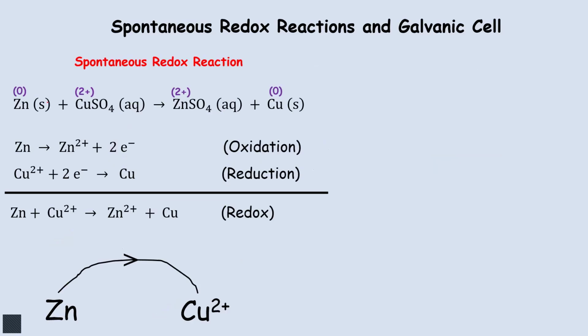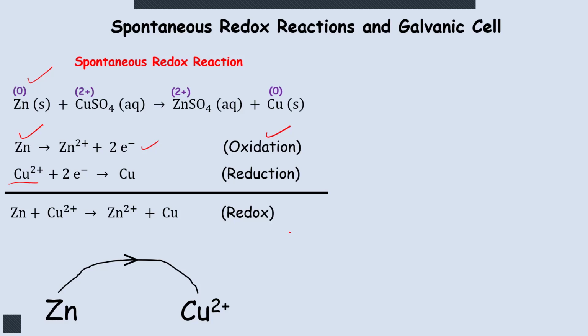Okay, so now let us again look at this reaction. Zinc with copper sulfate to form zinc sulfate and copper. In this reaction, zinc is losing 2 electrons and is oxidized to zinc 2 plus. Copper 2 plus gains 2 electrons and is reduced to copper. So we can say there is a transfer of electrons from zinc to copper 2 plus.